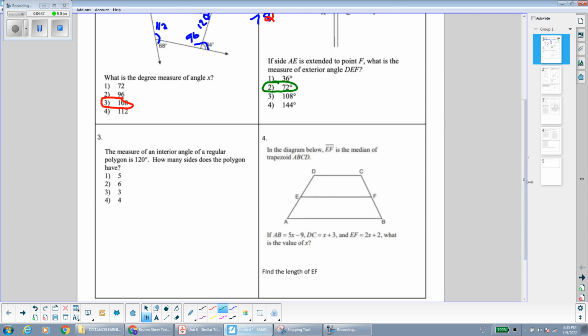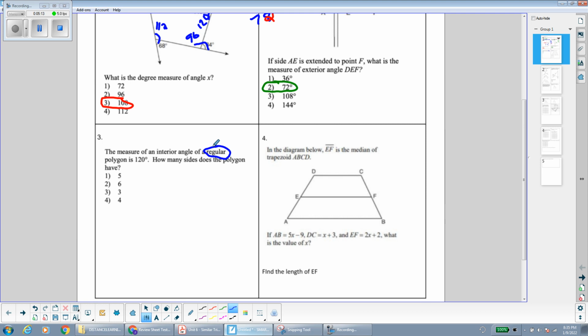Moving on to number 3, it says the measure of an interior angle of a regular polygon is 120 degrees. So that's just one interior angle of a regular polygon. Once again, regular means that all the sides and all the angles are equal. So each of the interior angles of this polygon will have the same measurement. They will all be 120 degrees. And we are looking for how many sides the polygon has.